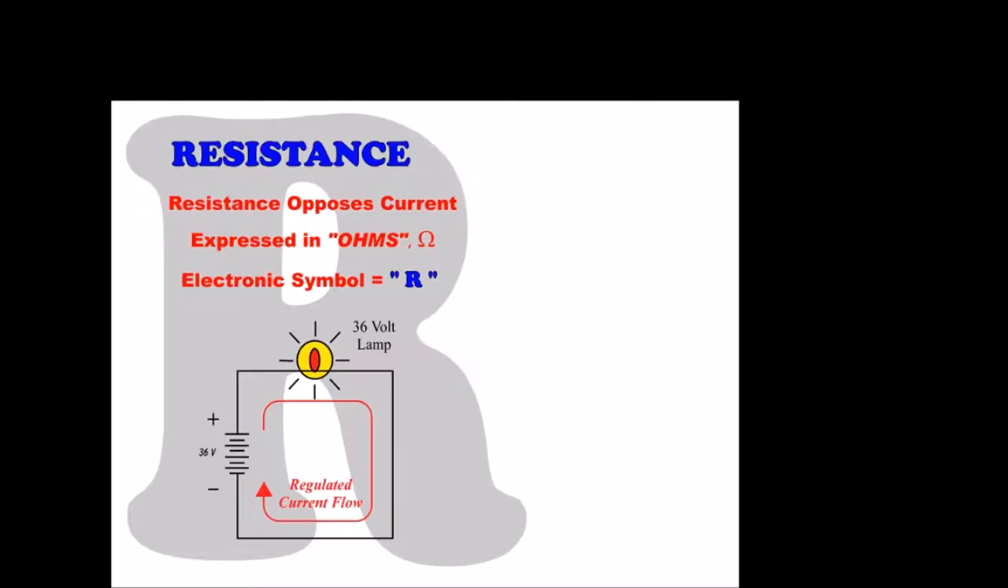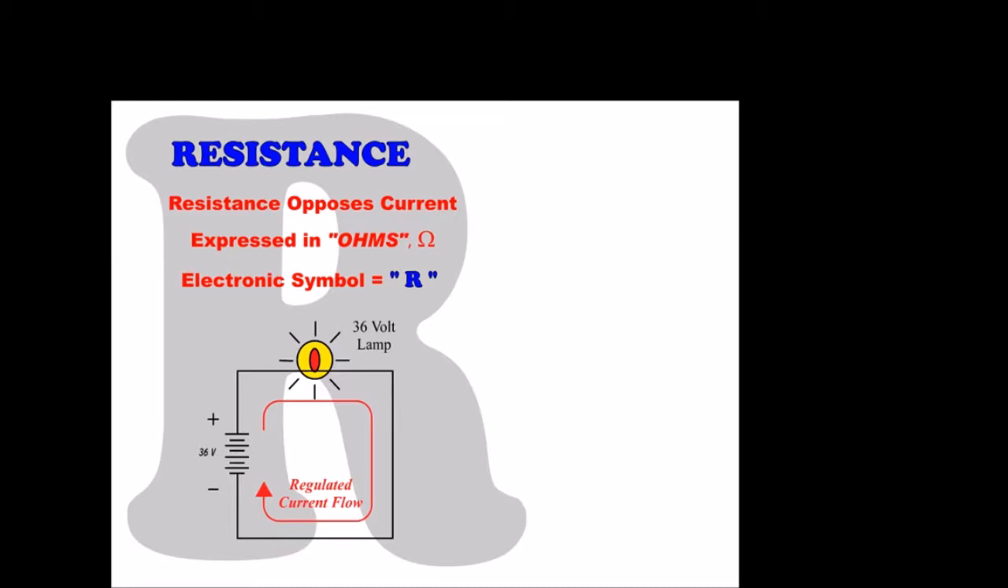All right, so our last component here to make a complete circuit is resistance. Resistance opposes the flow of current, expressed in ohms, or some use the omega sign. The electronic symbol is R, that's easy, for resistance.